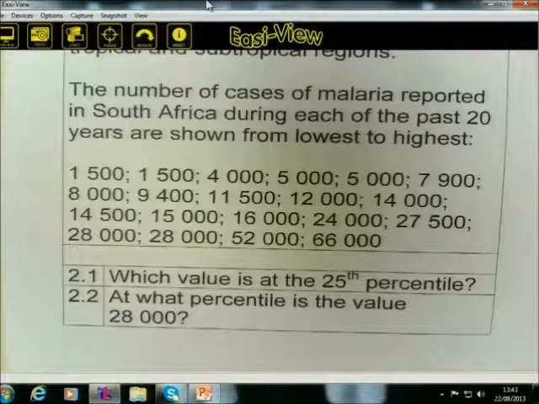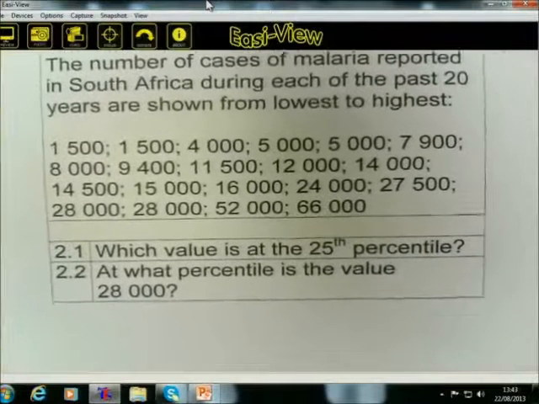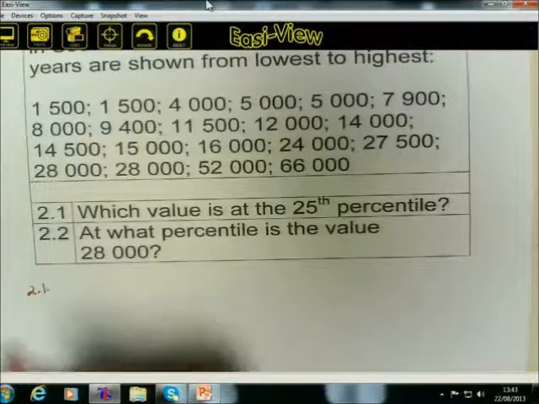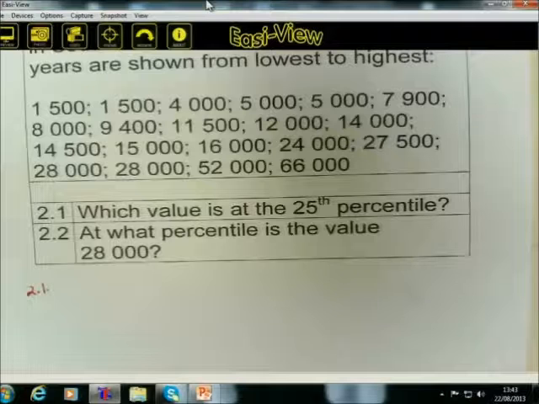Okay, grade 12s. I hope it wasn't difficult for you to do those two questions. All right, let's look at 2.1. It says, which value is at the 21st percentile?